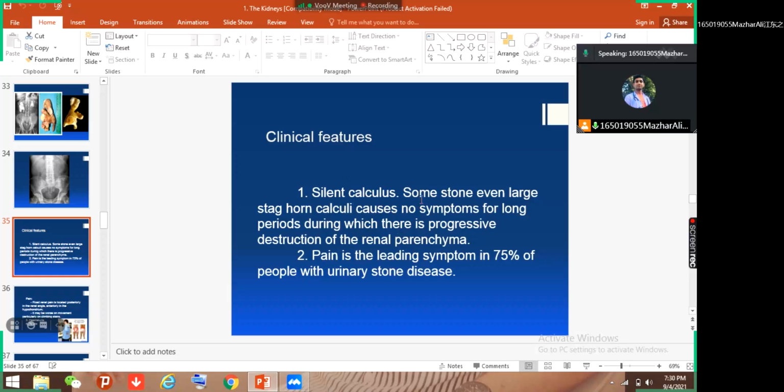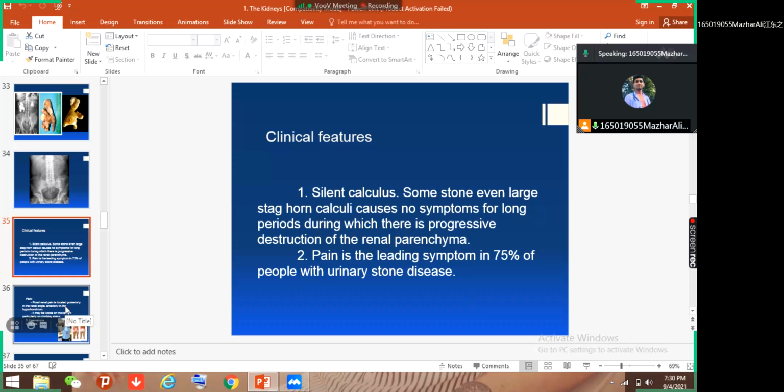So in the clinical features, I would like to add that there may be unilateral or bilateral flank pain. What is flank pain? Flank pain is pain in the flank region, between your ribs and your iliac crest. So that area we call the flank region. Patients complain of bilateral or unilateral flank pain. This is a very important thing that you must differentiate.